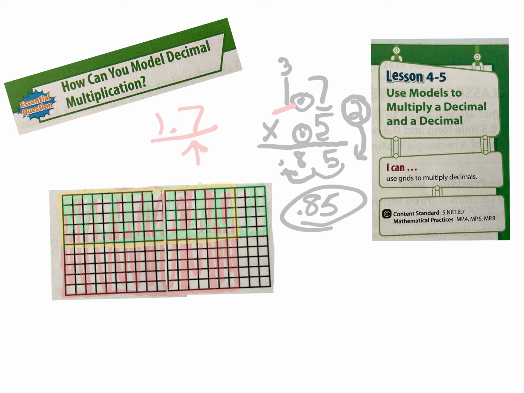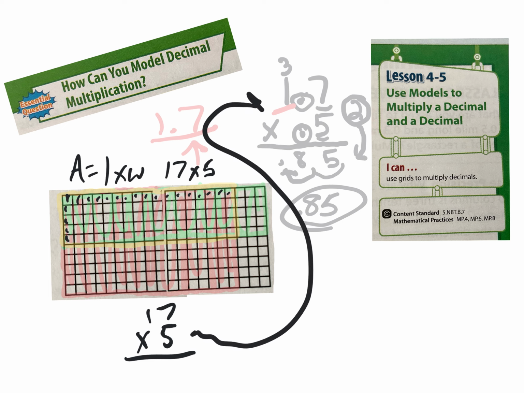Now, I don't want to count all those blocks. So we're going to use our area formula to do that. So remember, area equals length times width. Let's see, 1, 2, 3, all the way to 17 times 1, 2, 3, 4, 5, so 17 times 5. That looks really familiar, right? That's what we did up there. So once we solve that, we get 85.